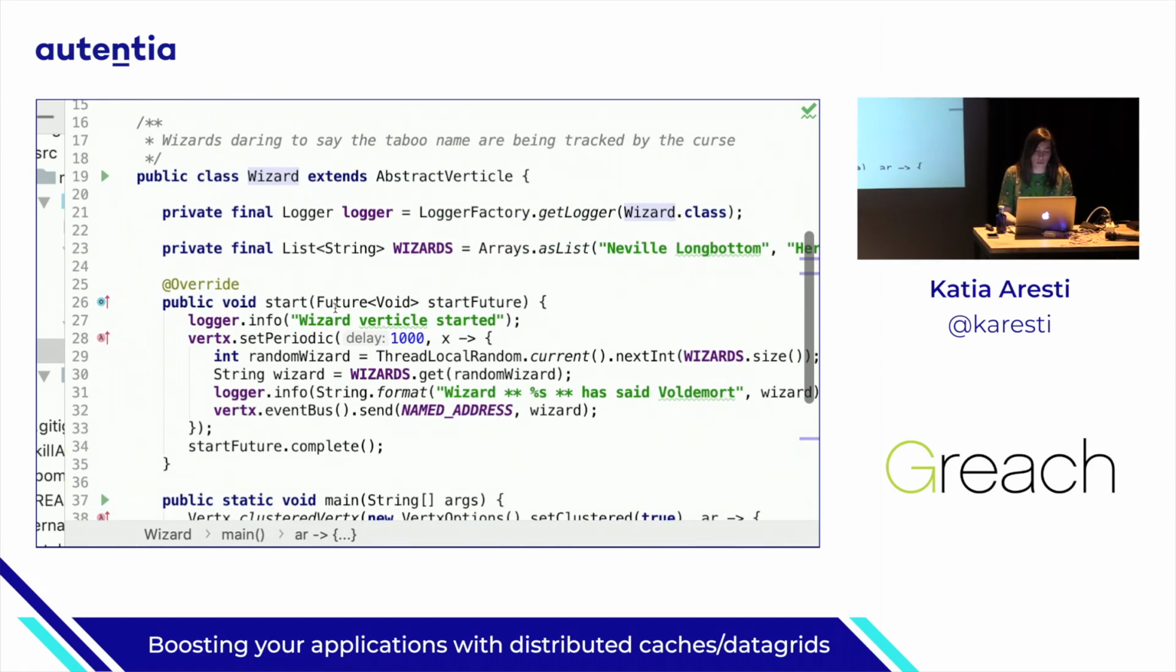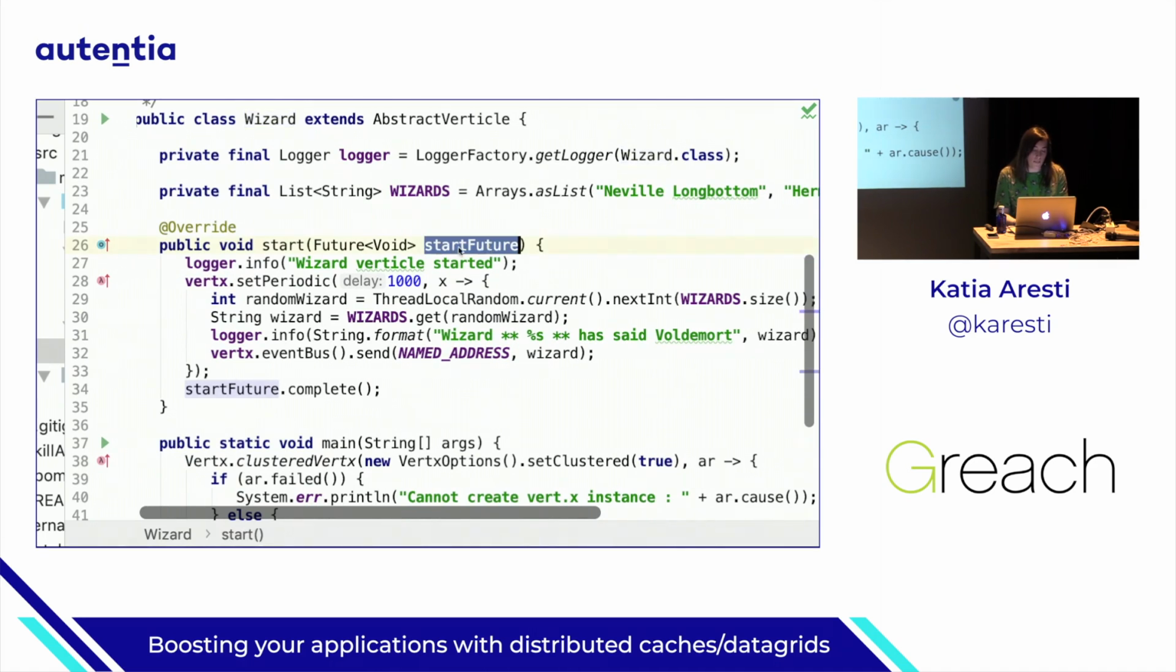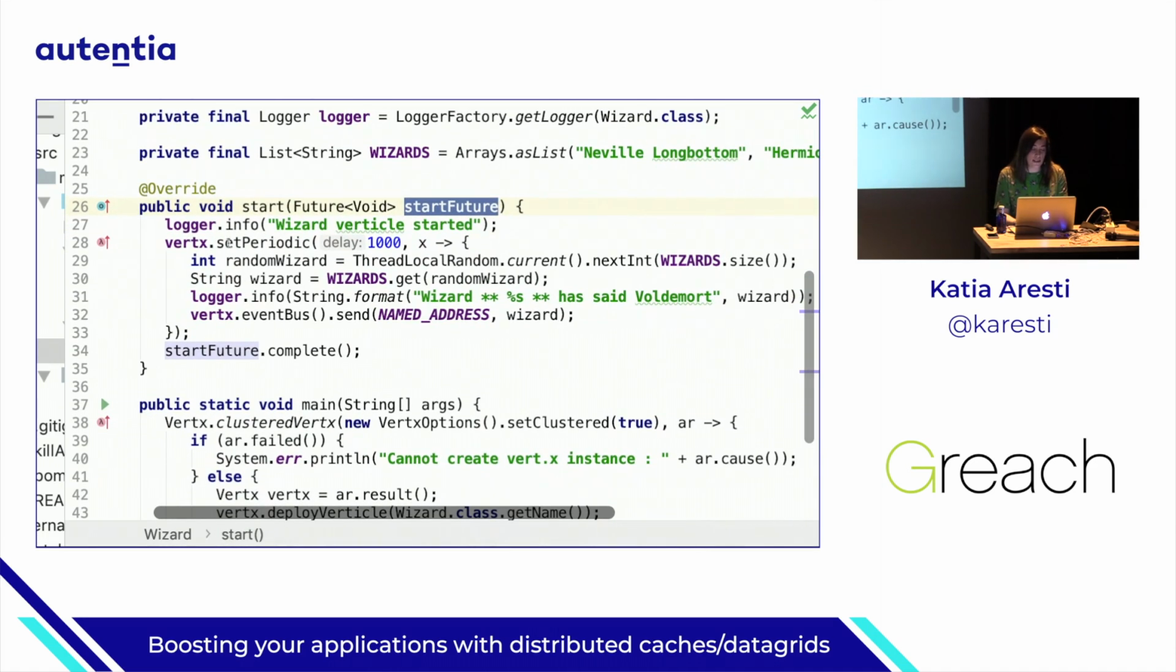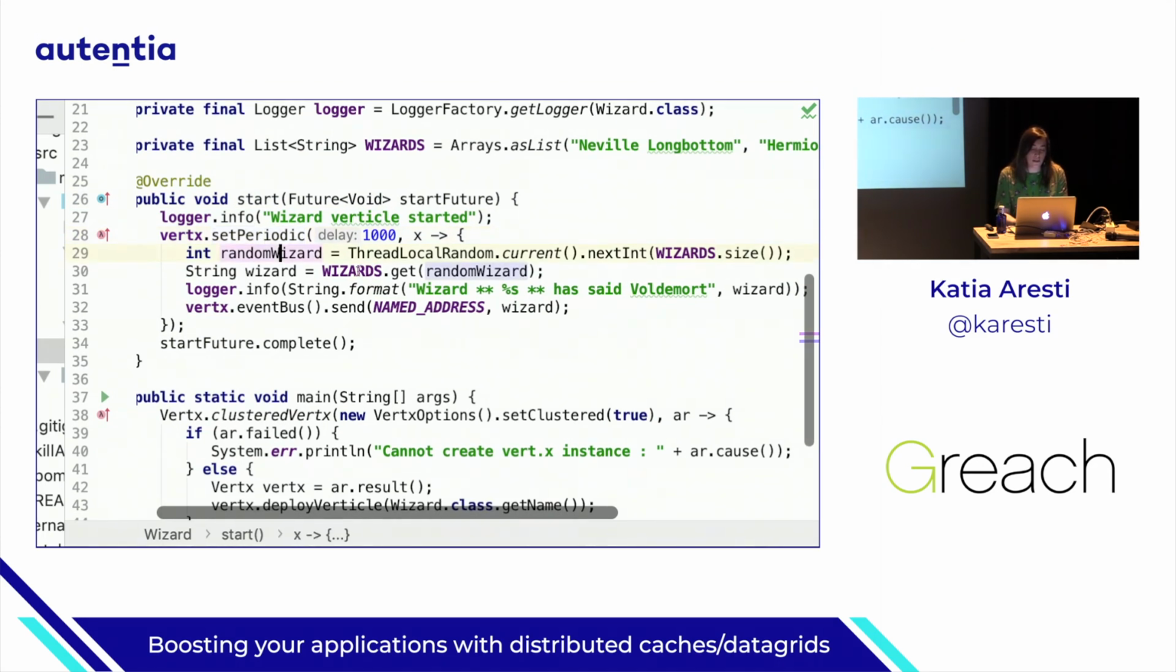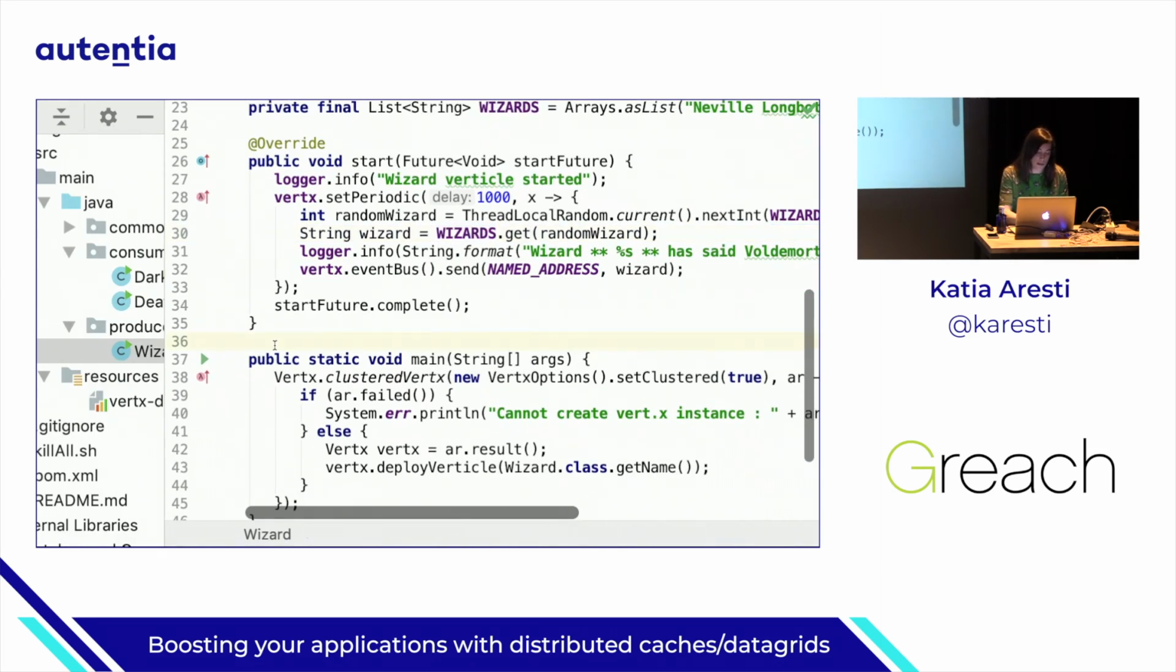I forgot to say just before, Vert.x in its foundations is thought of as a completely asynchronous and reactive framework. So everything is asynchronous and reactive programming. Here I'm getting the start future, and what I'm doing periodically, every second, is getting a random wizard and sending it to the named address in the event bus, which is the wizard who is saying Voldemort. So I'm going to start this application.